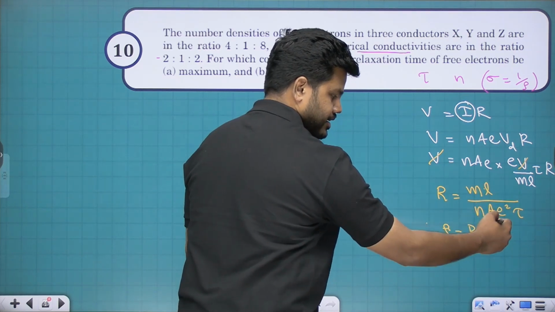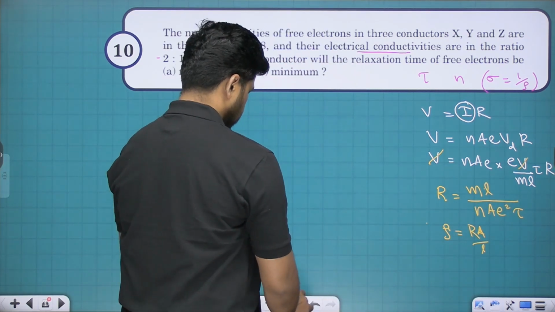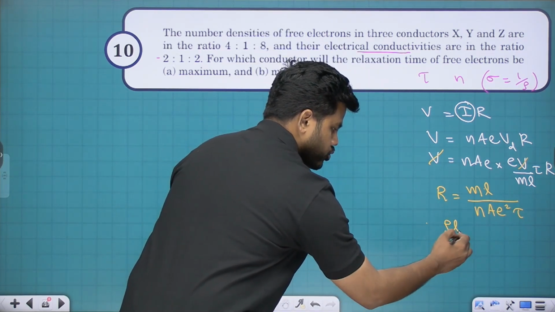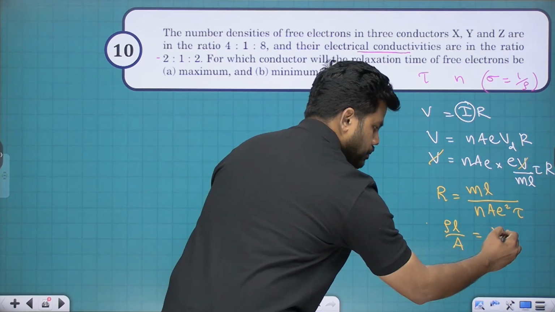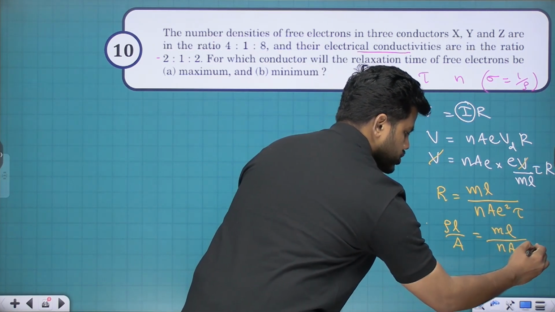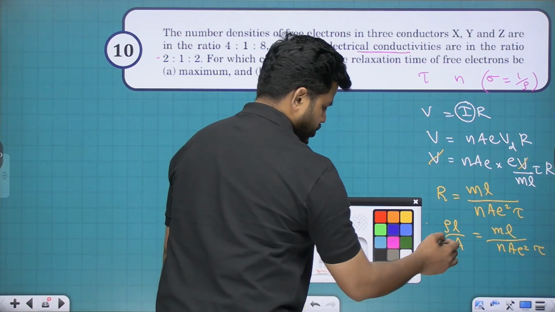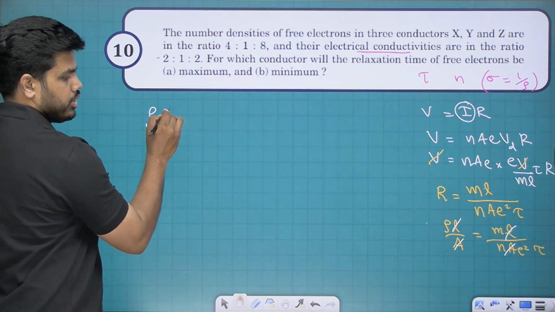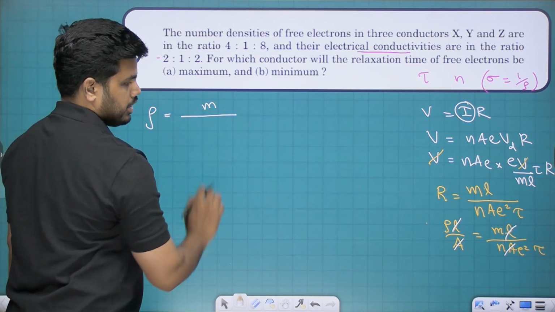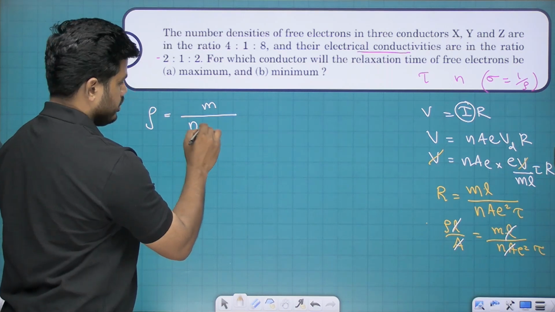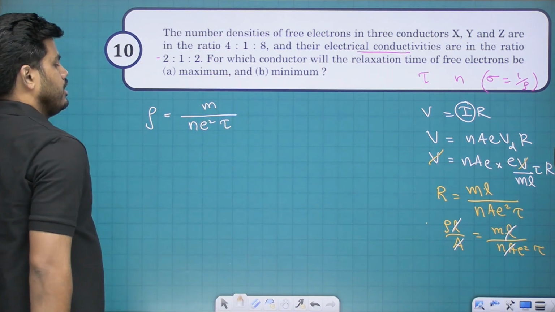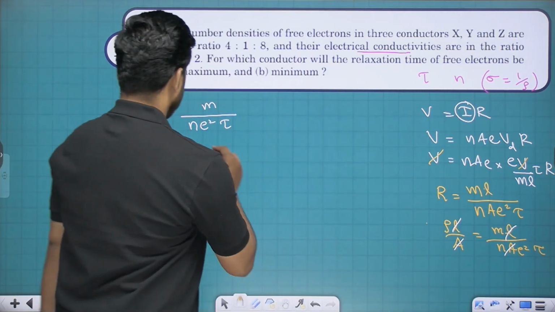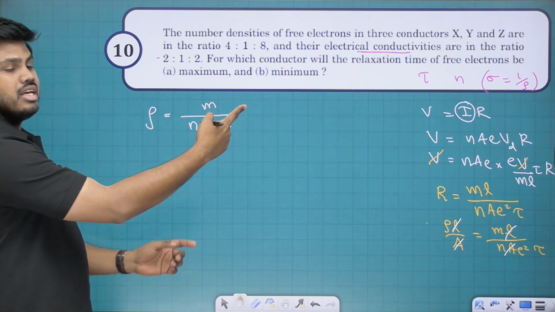We have to just cancel A and L. Resistance rho L by A is equal to m L by n A e square tau. So A and L get cancelled, and we get rho equals m divided by n e square tau. This is the relaxation time resistivity relation. The reciprocal of resistivity is conductivity.